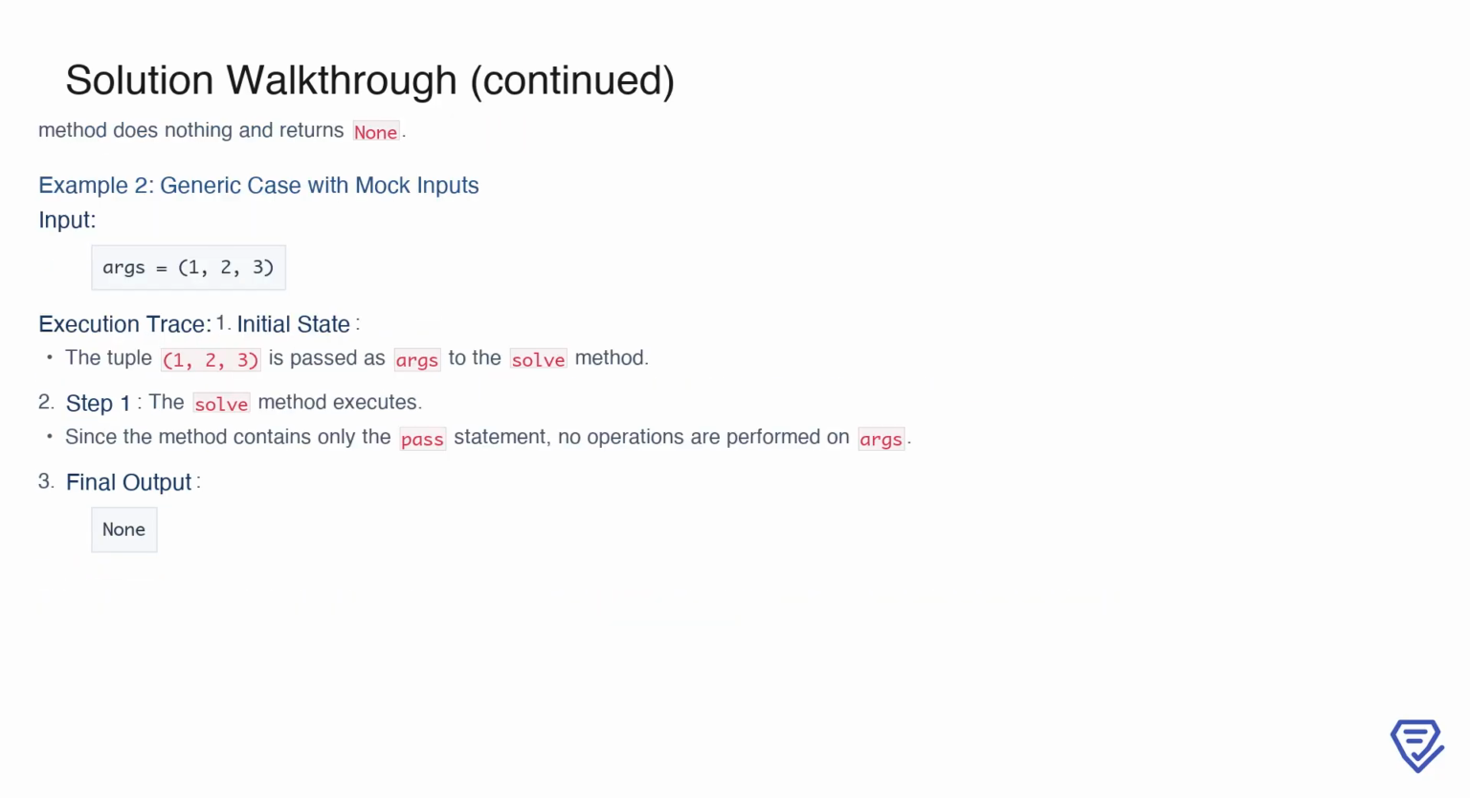Next, we examine a generic case where mock inputs are passed to the solve method. In this example, the tuple (1, 2, 3) is provided as the args parameter. Again, the method executes but contains only the pass statement, so no operations are performed on the input data. Consequently, the solve method does not process the inputs and simply returns None. This demonstrates that even with inputs, the absence of logic means the method remains non-functional.